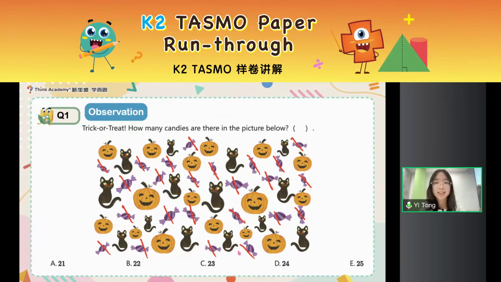So how many candies have we collected, everyone? Type in the chat. A, B, C, D, E. Which one is it? Yes, it's D. All right, D, 24. Congrats, you got so many candies. Now let's bring our bag of candies on our back and move on to our next question.